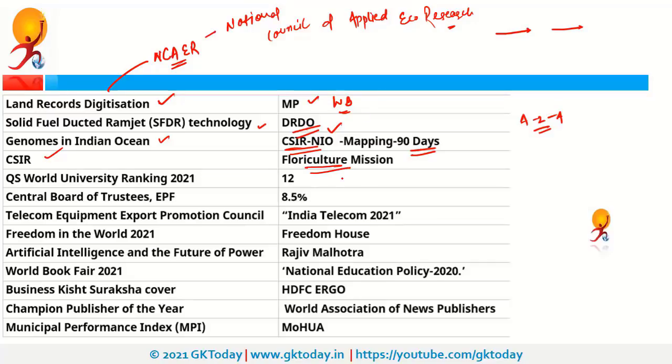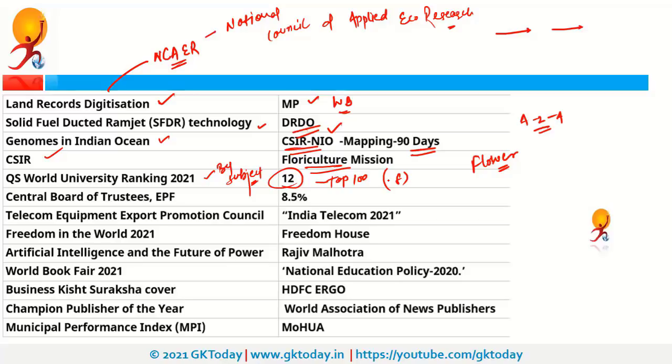What is floriculture? That means it is related to flower farming or flower cultivation. So recently, Dr. Harshvardhan launched this floriculture mission of CSIR. Next is QS World University Ranking 2021. So recently, Education Minister Ramesh Nishank unveiled this QS World University Ranking by subject. And as per this ranking, there are 12 Indian institutes in top 100. Previously, there were 8. Now, 4 more institutes appeared in top 100 institutions by this QS World University Ranking.